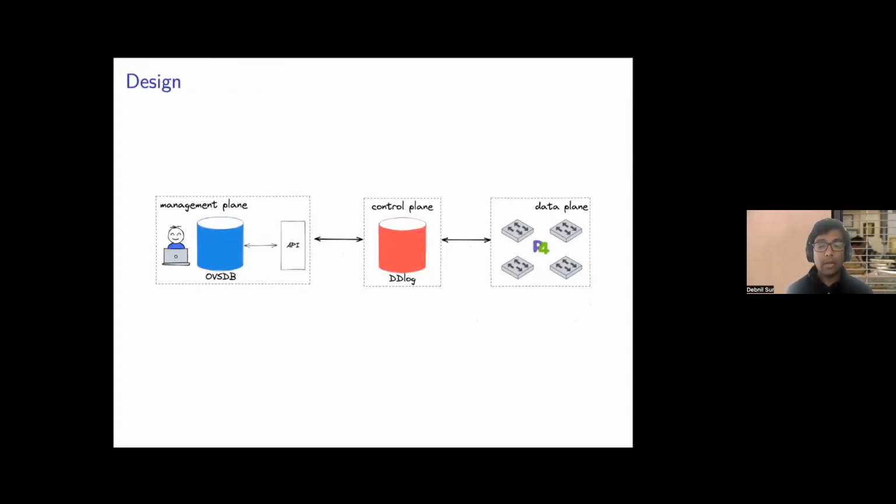So let's talk about NERPA's design as a system. At a high level, NERPA coordinates three pieces of software, corresponding to three classes of computations in the network. First, the NERPA programmer is responsible for providing three programs: an Open vSwitch database, or OVSDB, schema for the management plane, a P4 program for the data plane, and in the middle, a DDLog program for the control plane.